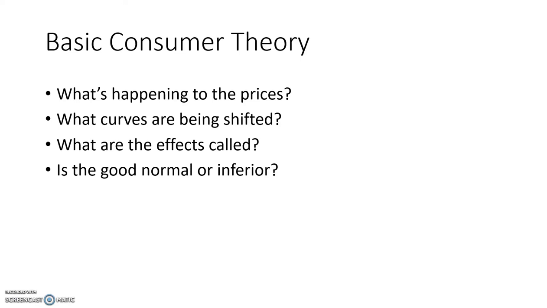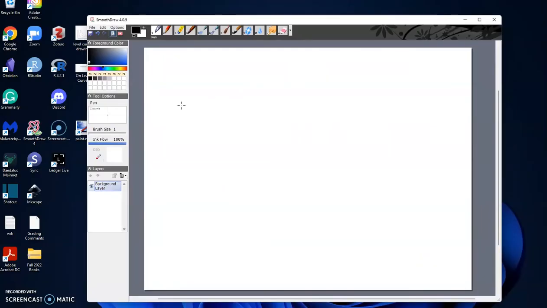So today I'm going to talk about basic consumer theory for the market of two goods. We're going to go over what happens to the prices, what curves are being shifted, what the effects are called, and whether it is a normal or inferior good. In this two good market, I'm going to have an X and Y axis. On the horizontal axis is good X, and the vertical axis is good Y.